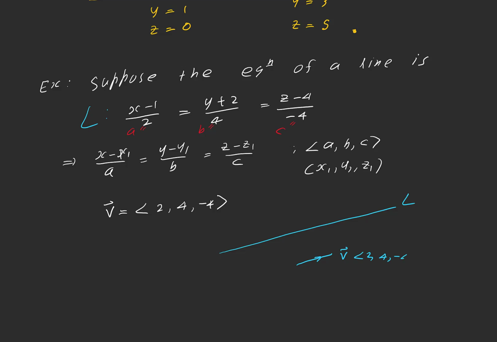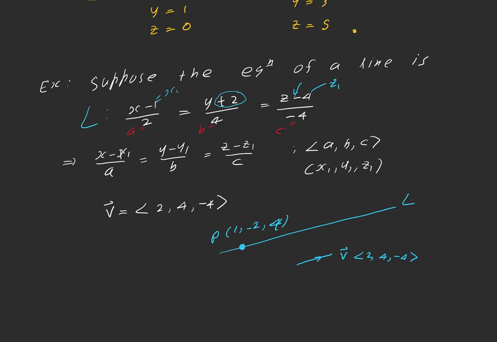Then how do we find a point on this line? We know x1. Here this is x1, and here you can find it. Let me write it down here. x1 is 1, y1 is negative 2, and z1 is positive 4. Why? Because this is negative, so therefore this is z1. So 1, negative 2, and 4 is a point on the line.